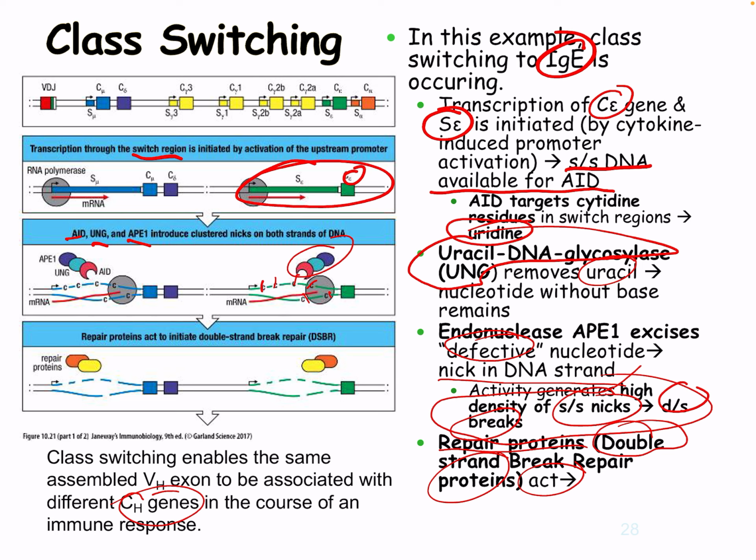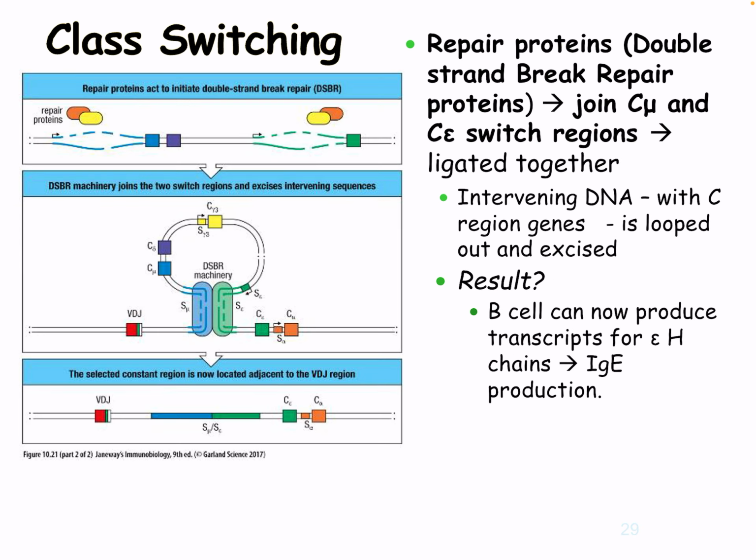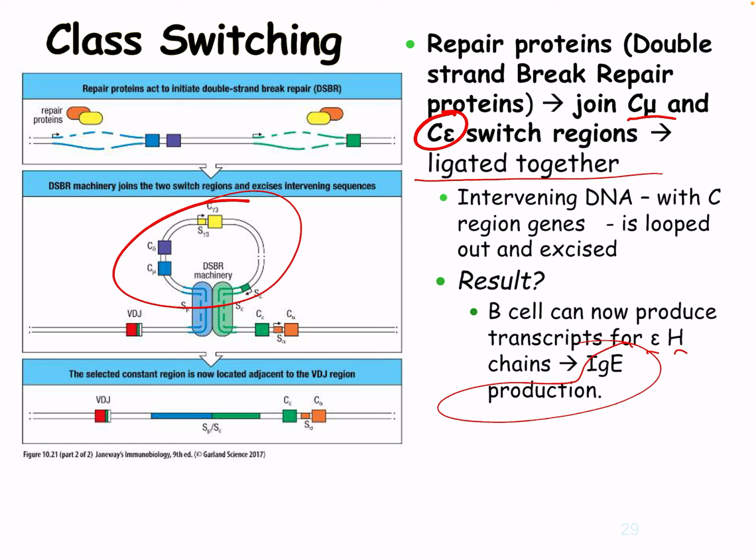So repair proteins then act on the double-stranded breaks. And again, we had our double-stranded break repair protein. So then we have repair proteins, which we said were DSBR. These join mu in the C epsilon switch regions, and they are ligated together. The intervening DNA with the constant gene regions is looped out and excised, as we've seen here many times. The result is a B cell that now can produce transcripts for epsilon heavy chains and IgE production.